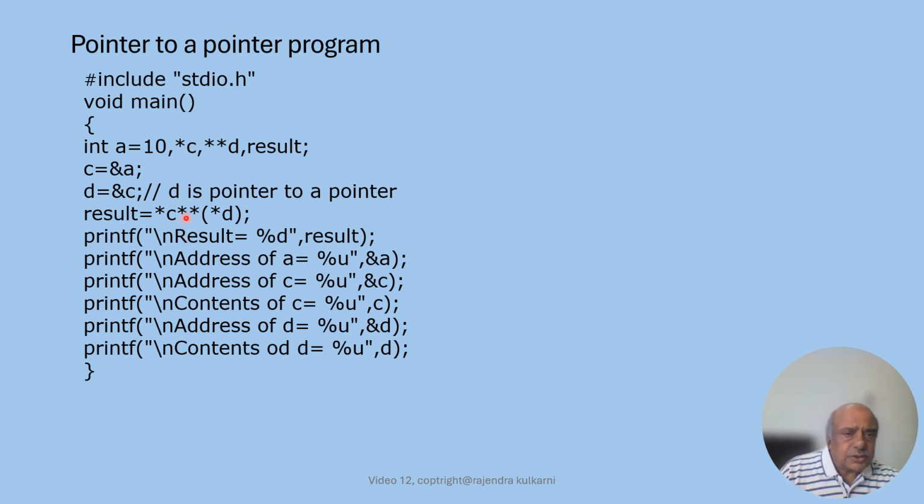This star, another star, the second star after star c, gives us the value stored at the address stored in c. So it gives us 10. This second star in the expression is a multiplication operator I am using. And star of star d, what will it give me? Star of star d is also pointing to a, so it will again give me 10, the value of a.